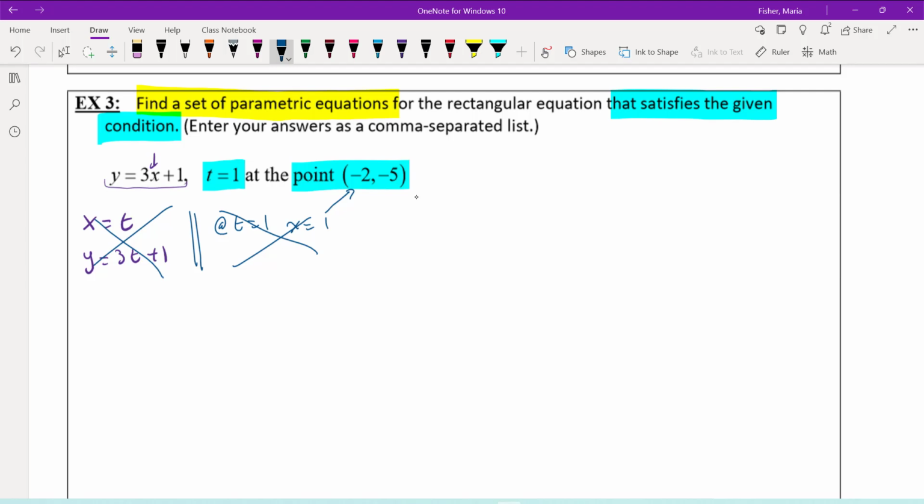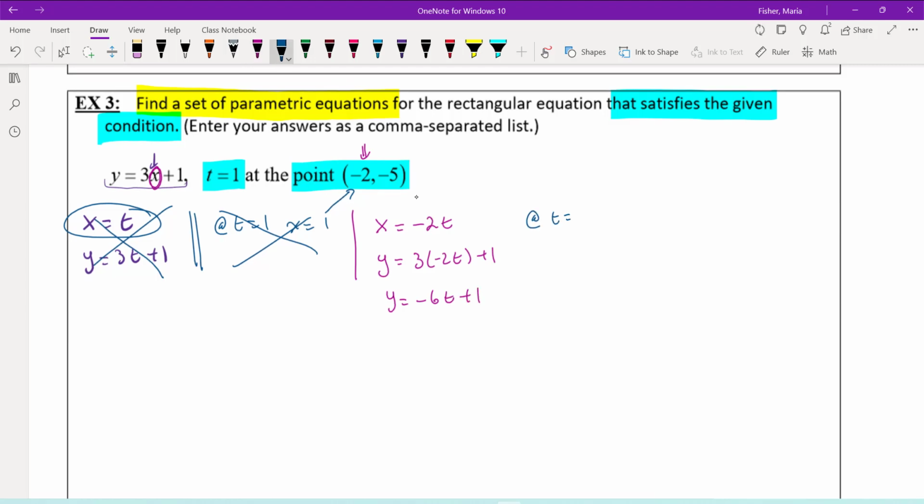So instead of letting x equal t like we did here, since when t is 1, we need to be at x equal -2, let's let x equal -2t. Well, if x is equal to -2t, again plugging in the x for here, we'd have y equal 3 times -2t plus 1, or y equals -6t plus 1. Well, does this work? Let's check.